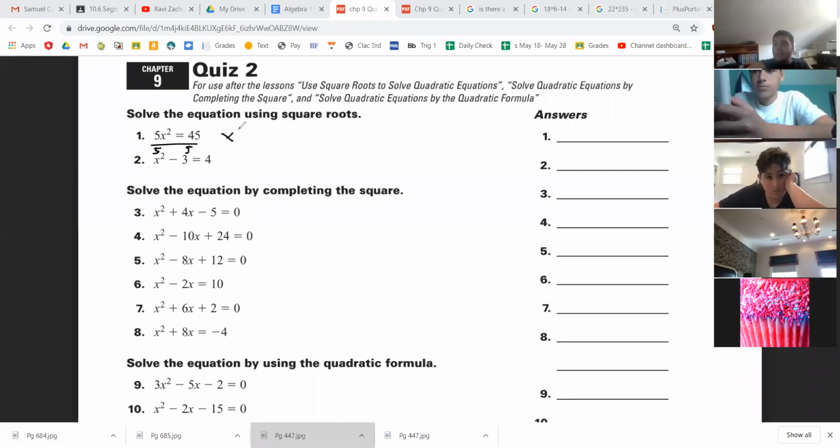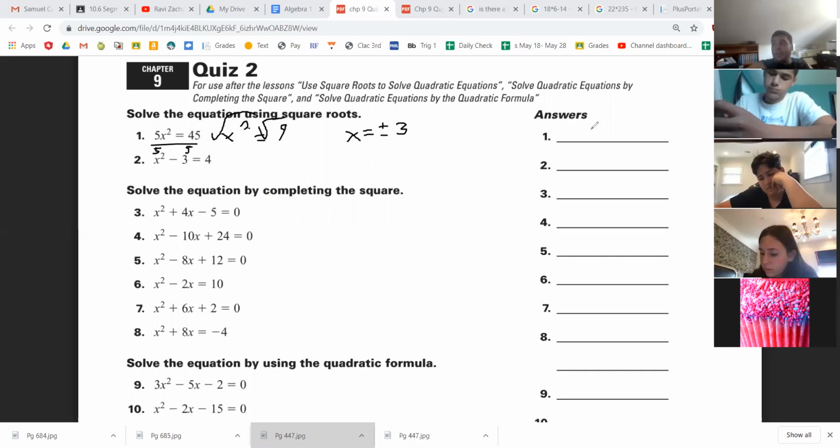So this is going to be x squared equals 45 divided by 5, which is 9. When you have the square root all by itself, you square root both sides. So what you're left with is x equals, don't forget, plus or minus 3. The correct answer is plus and negative 3. Do not forget the plus minus. We've got half a point off if you forget that.